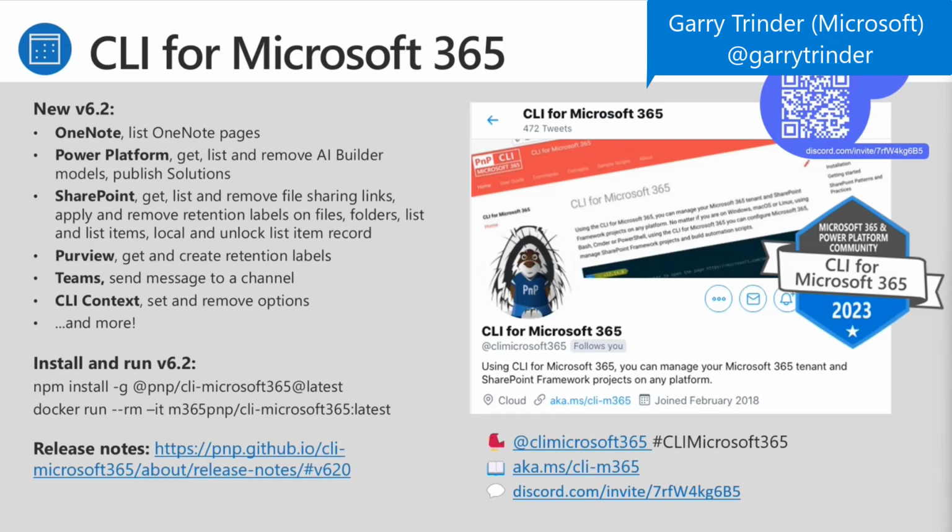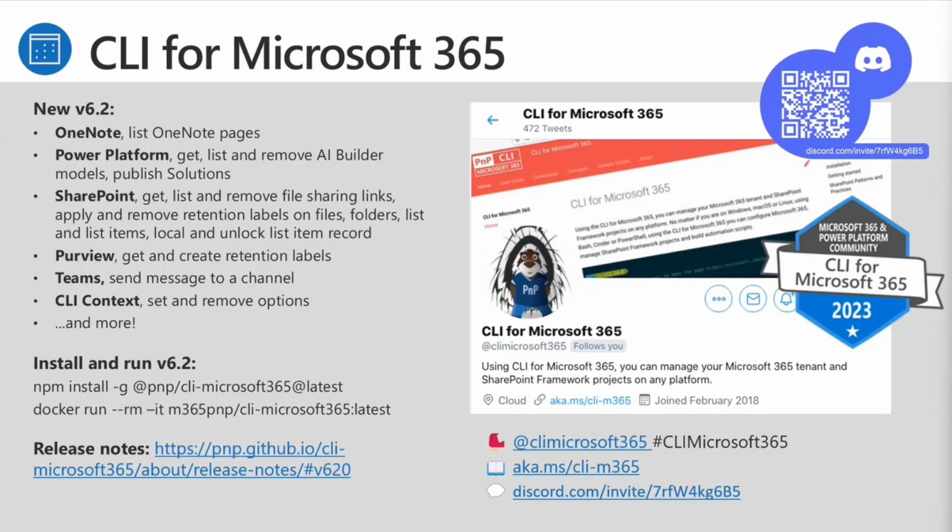So updates for CLI. We've had a new release, so the slide is not that much different to last week, but we've got tons of commands that have now been added into the latest release. So if you want to get new commands for OneNote, Power Platform, SharePoint, Purview, Teams, and we've got some new things on the way. Something that is going to be really exciting. Something that's called CLI Context. We've added some new commands there. That's something that's going to be coming. We'll give you some documentation of how that can be used to make using the CLI even easier.